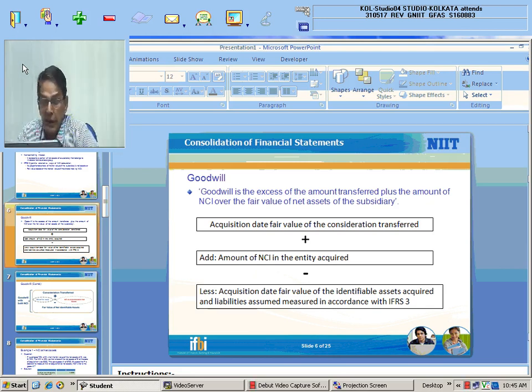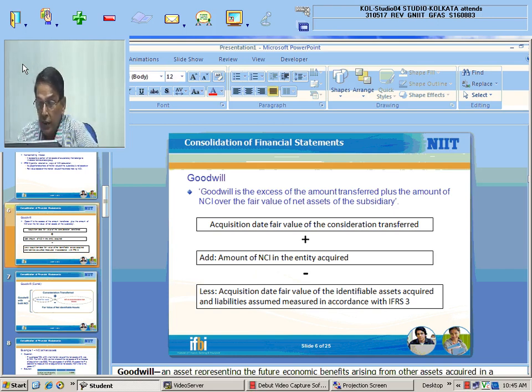So goodwill is nothing but an asset representing the future economic benefits arising from other assets acquired in a business combination which are not individually identified and separately recognized. So goodwill in consolidation is the difference between the value of the business taken as a whole and the fair value of its separate net assets. So goodwill in consolidation will be the difference between the value of the business taken as a whole and the fair value of the separate net assets which are identifiable and separately recognized.